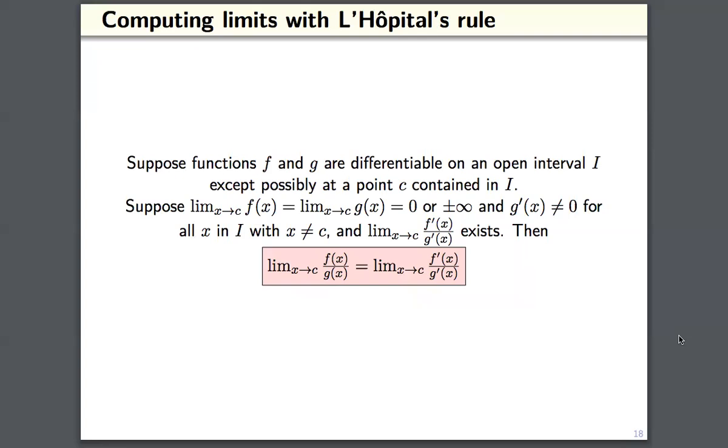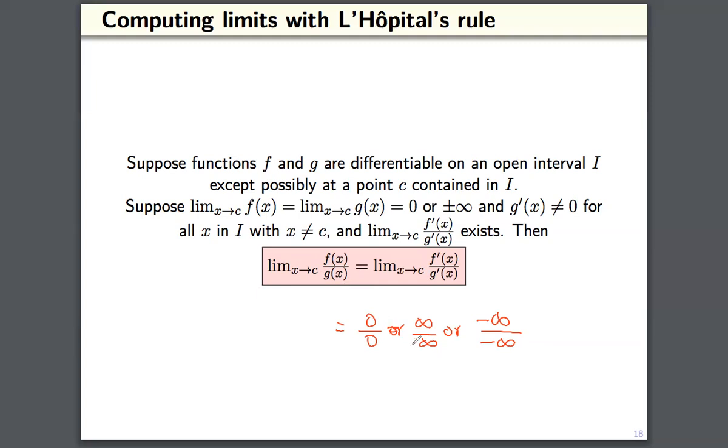Now, L'Hopital's rule. Look at all these constraints. I will not go over all these constraints. Sometimes whenever you want to compute limits, you can use this beautiful rule. It's also called Bernoulli's rule. So, limit of f of x divided by g of x. Suppose it is of the form 0 by 0 or infinity by infinity, or minus infinity by minus infinity, something like this, when x tends to c.